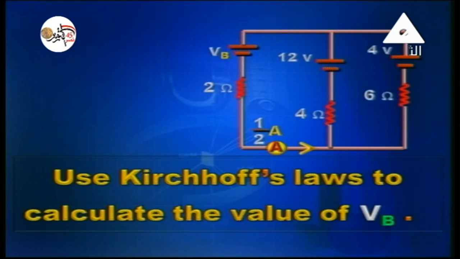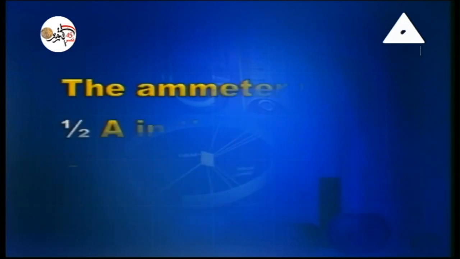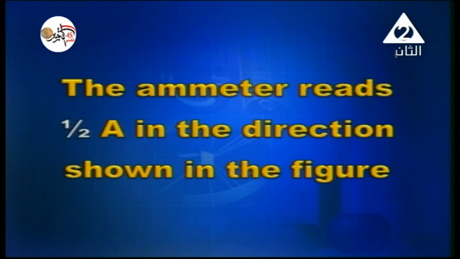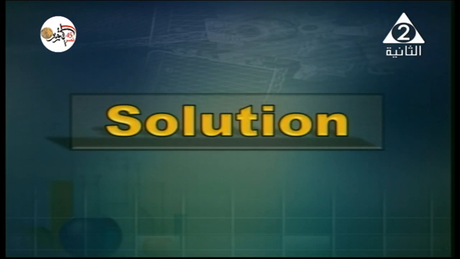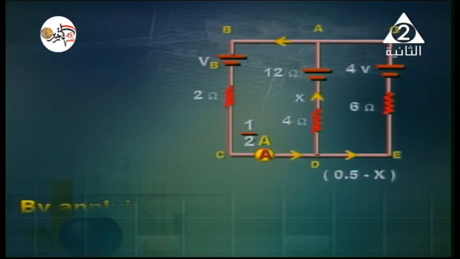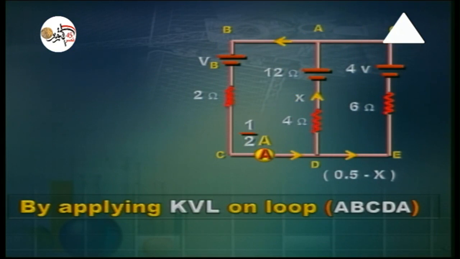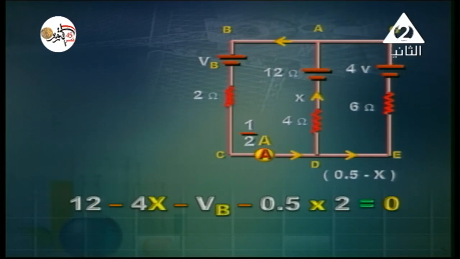And we've got an ammeter that reads half ampere, in the direction of the current shown in this circuit. The ammeter, as I said, reads half ampere in the direction shown in the figure. We'll apply Kirchhoff's voltage law, loop A, B, C, D, A, and we'll go clockwise direction.